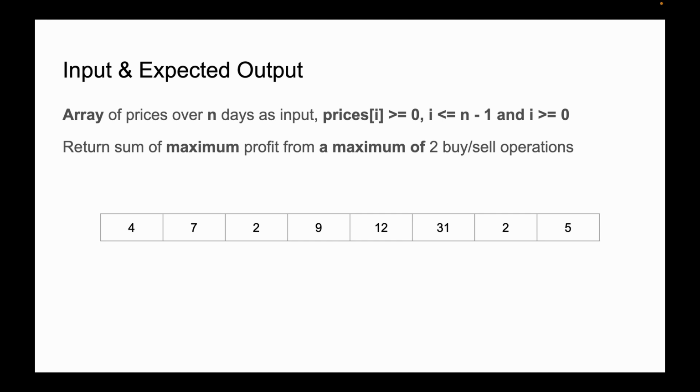So here is the input. The input is an array of prices over the n days. prices[i] is guaranteed to be at least 0. We can make a maximum of 2 buy-sell operations, where you buy a stock on one day and sell a stock on another day, and you return the sum of the total profit from these 2 operations.